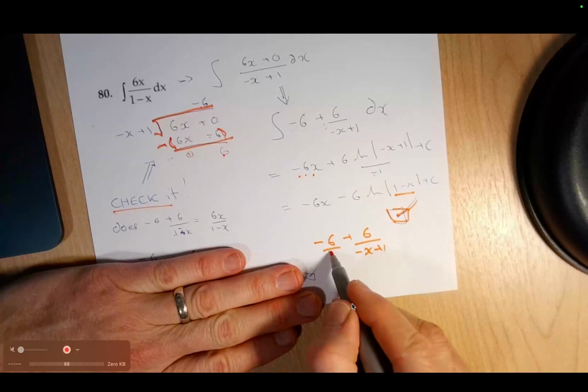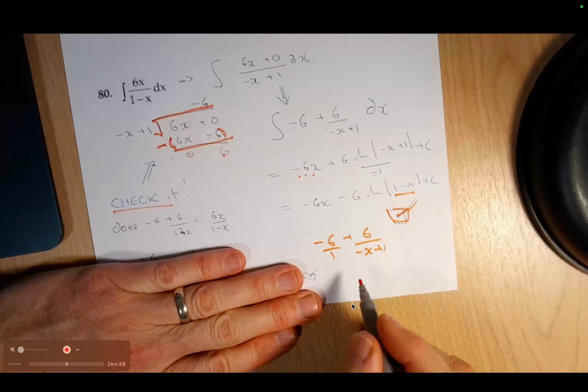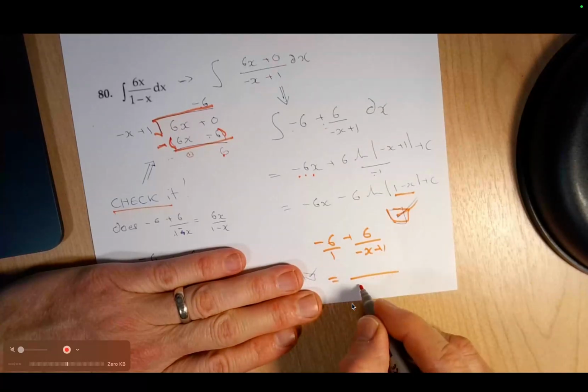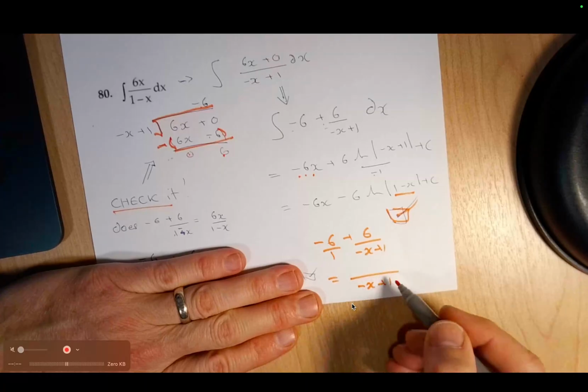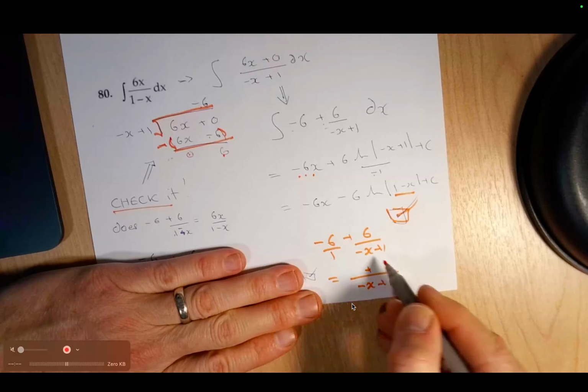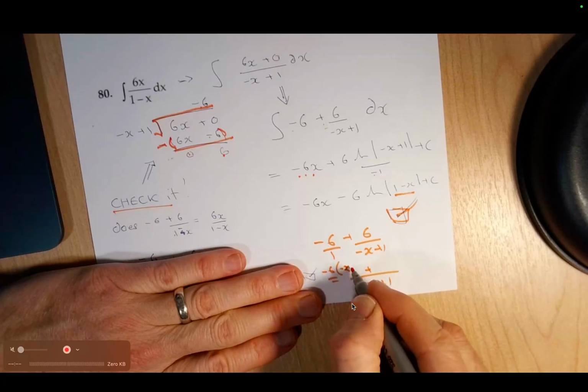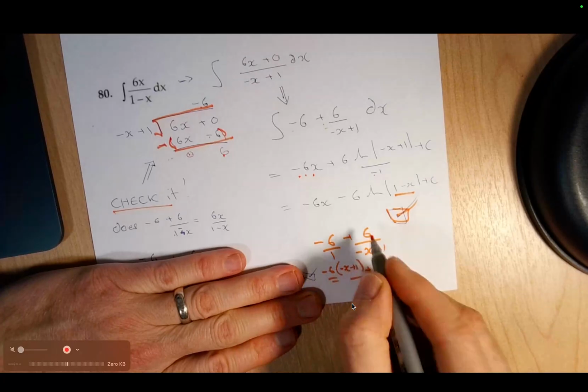So I'm going to turn this into a fraction. Two fractions, different denominators. What do we do? We multiply the denominators. 1 times that is going to be negative x plus 1. And then we cross multiply. So that's a plus. This thing is going to be multiplied by this, and that goes that way, plus 6.